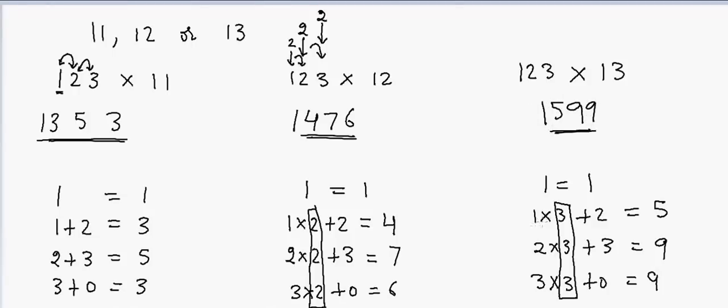So that's how I'll multiply any number by 11, 12 or 13. So let's do another example. If I have 1, 2, 3, 1, I have to multiply by 11.